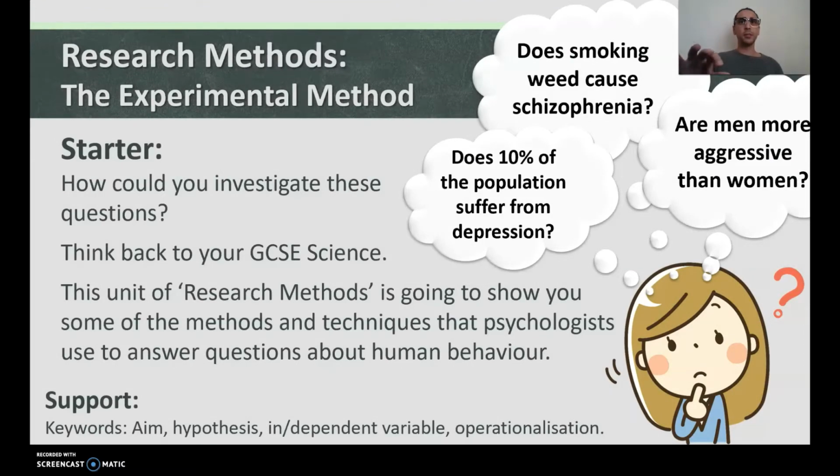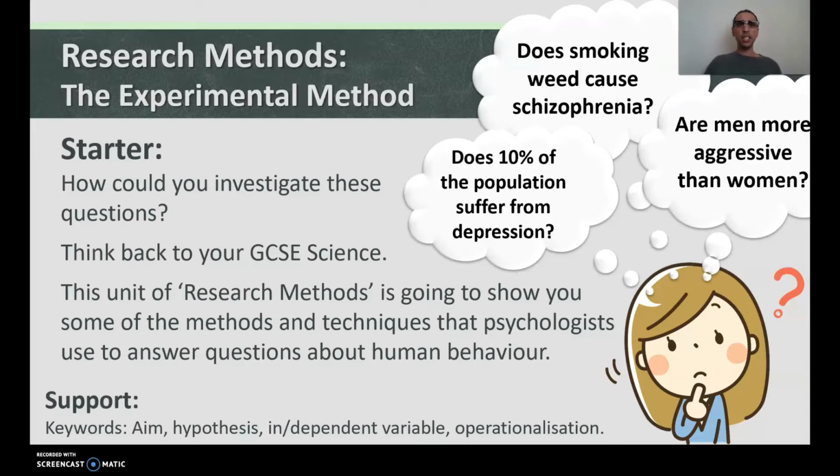Little energetic that was. Here we go. Research methods, the experimental method. How could you investigate these questions? So we've got someone on the right who's having a look and she's got a few questions. Does 10% of the population suffer from depression? Does smoking weed cause schizophrenia? Are men more aggressive than women? Lots of good hot topics there. How could you investigate these questions?